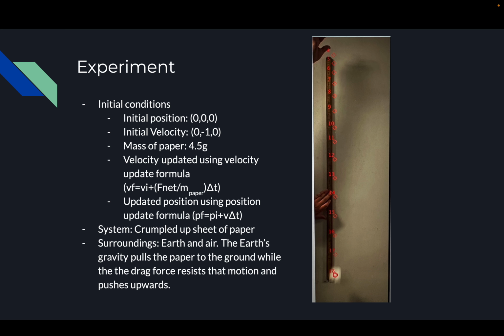We identified the system as the crumpled up sheet of paper, and the surroundings as the earth and the air. The earth's gravity pulls the paper to the ground, while the drag force resists that motion and pushes upward. And as you can see in the picture to the right, we are tracking the paper's position in Tracker.